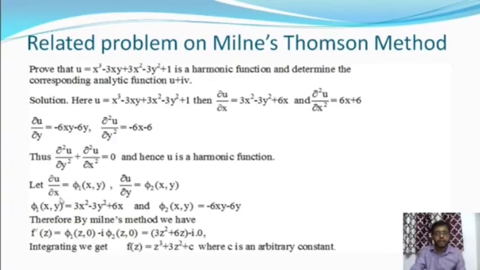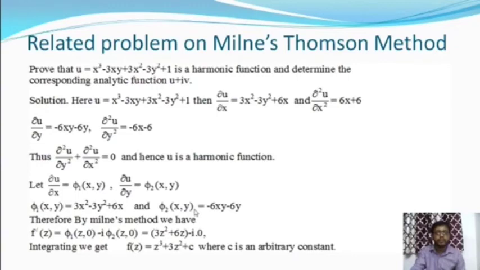So here del u del x is equal to phi 1 of x comma y, and del u del y is equal to phi 2 of x comma y. So phi 1 of x comma y is the first order partial differentiation with respect to x, and it will be 3x squared minus 3y squared plus 6x. And phi 2 of x comma y is the partial differentiation of u with respect to y, and it gives minus 6xy minus 6y.